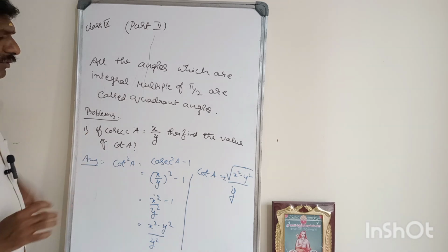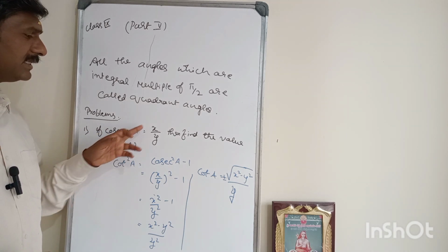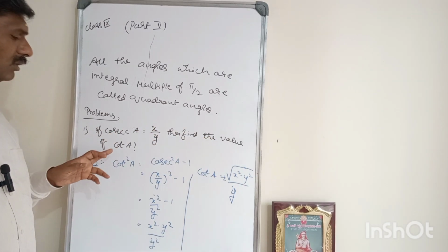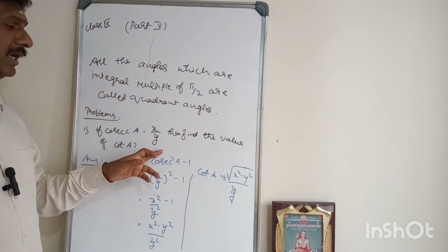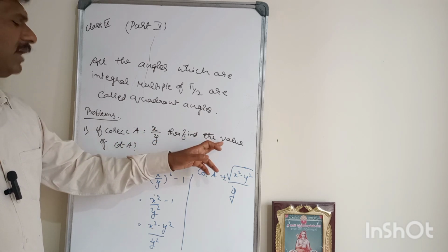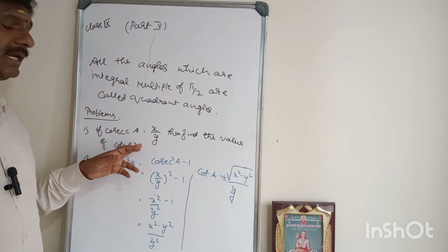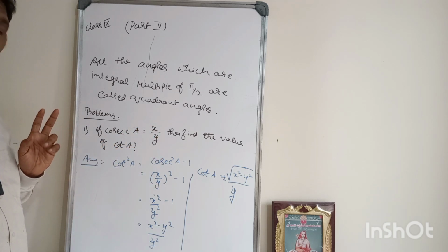Problems. If cosecant A is equal to x by y, then find the value of cot A. ಅಂದರೆ cosecant A ನ ನಾವು ಬೆಲೆ ಕೊಟ್ಟಿದ್ದೀವಿ, cot A ಬೆಲೆನ ನೀವು ಕಂಡುಹಿಡಬೇಕು.